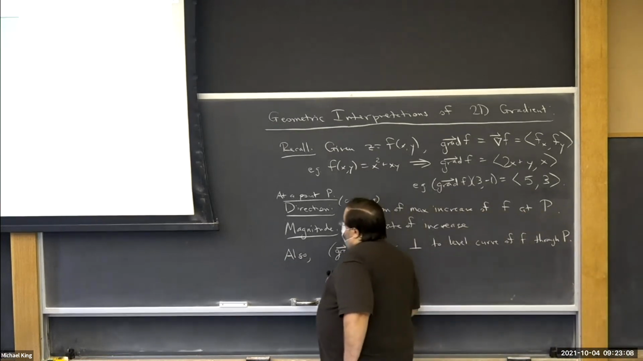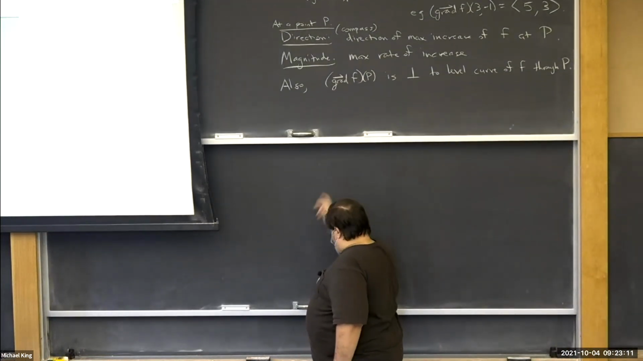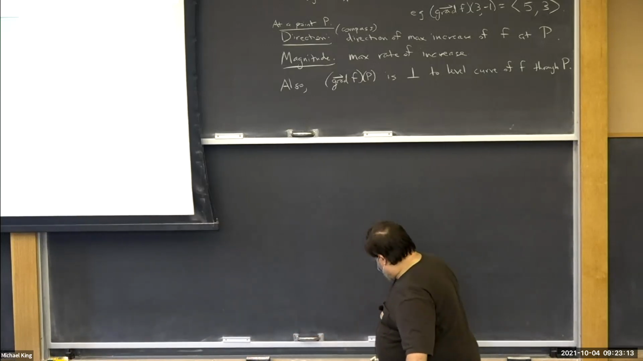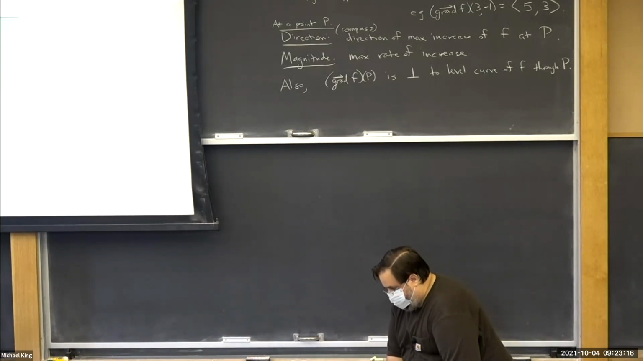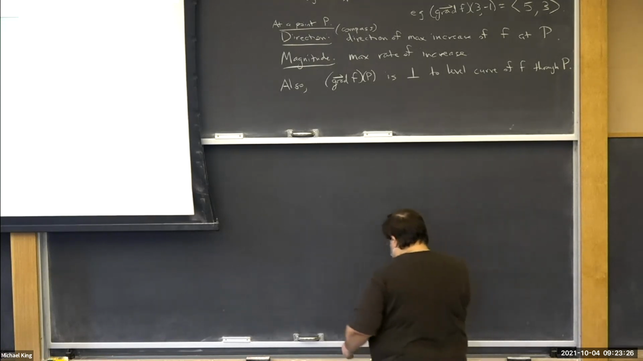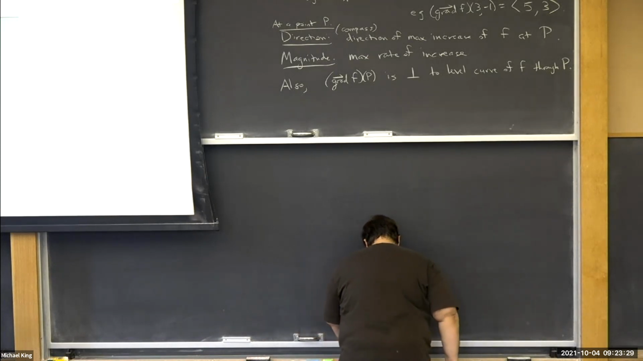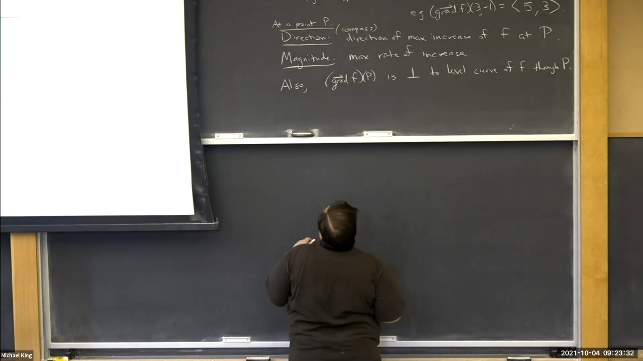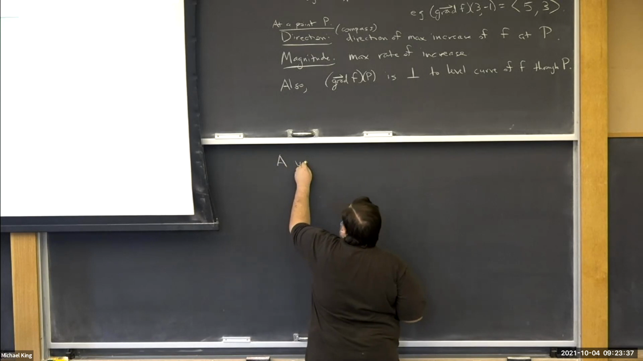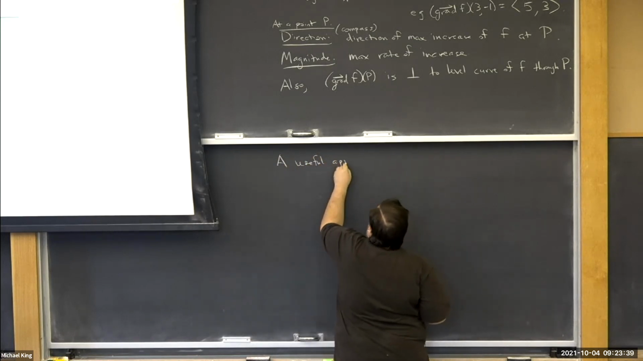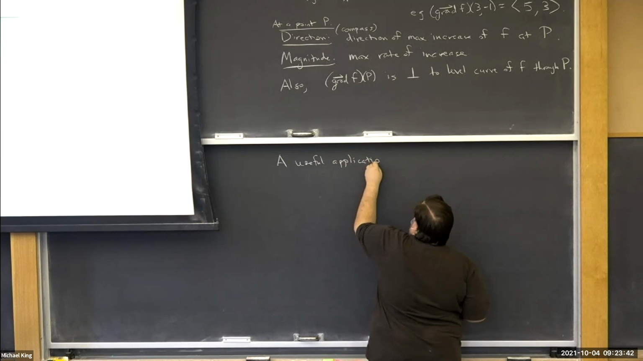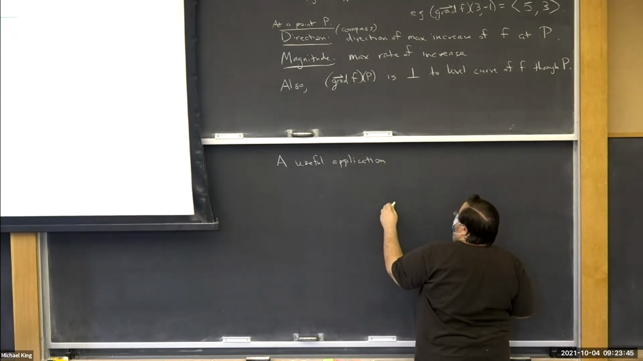But let me do something that seems kind of random at first, but it's going to connect back to this. So if we go back to just functions of one variable, or if we're really staying just in the plane, not going into 3 dimensions, like not z equals f of x comma y, here's a useful application of the gradient. A useful application, I mean within mathematics, not in the real world.